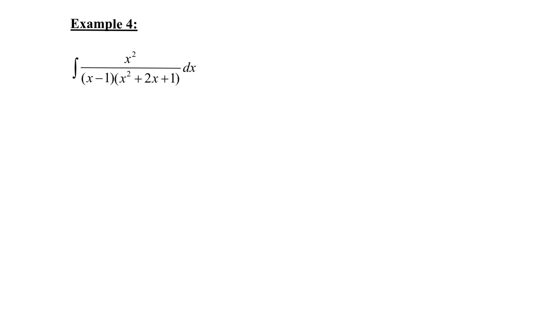All right, so let's take a look at this example. We've got an integral here. And you notice the denominator. We have to see if we can factor this, which is factorable. You can just notice x squared plus 2x plus 1 does factor into x plus 1 squared. So really what we've got here is x squared over x minus 1 times x plus 1 squared, right? Because this is just x plus 1 squared.